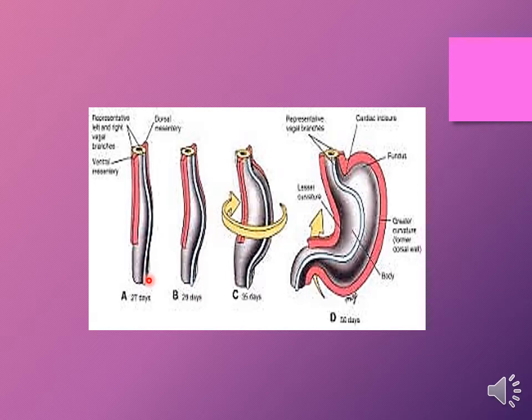You can see the stomach, this is the beginning of its formation. It's like a fusiform structure. Then it will start, you can see this arrow indicates the direction of its rotation around the long axis in a clockwise direction. Here is the end shape of the stomach. This is named the greater curvature, and this is the lesser curvature of the stomach.